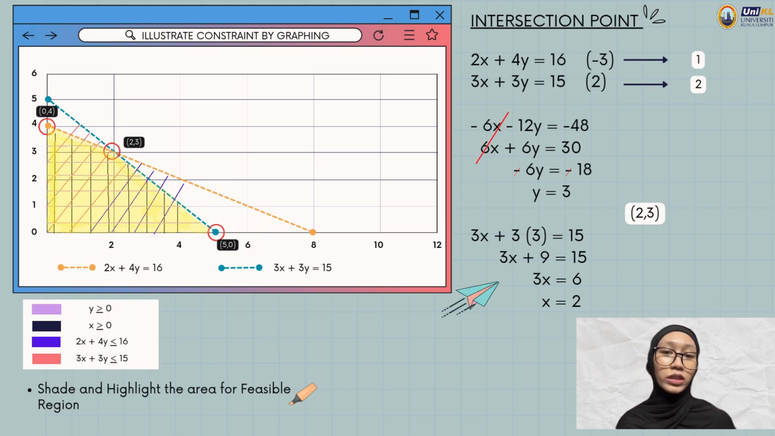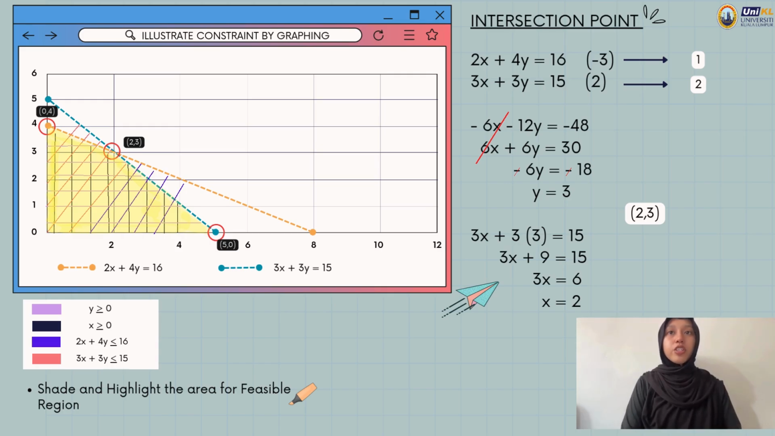Now we can draw both of the constraint lines on the graph by using the intercept points that we solved earlier. The orange line represents 2x plus 4y equals 16, and the blue line represents 3x plus 3y equals 15. The intersection of the shaded areas gives us the feasible region, which in the slide we highlighted in yellow. This region includes all the combinations of x and y that satisfy all the constraints. We also have a set of corner points where the lines intersect. One important point is calculated step by step on the right side of the slide.